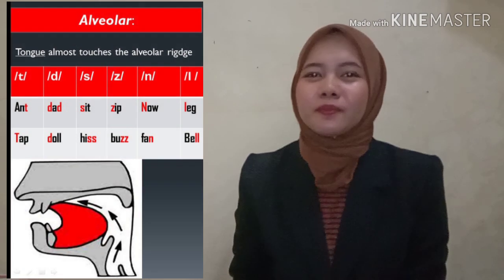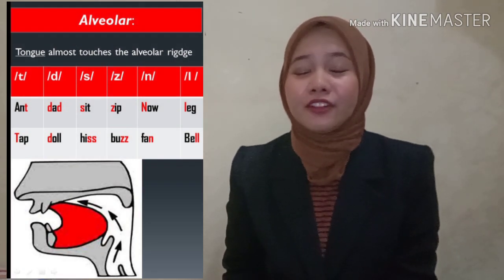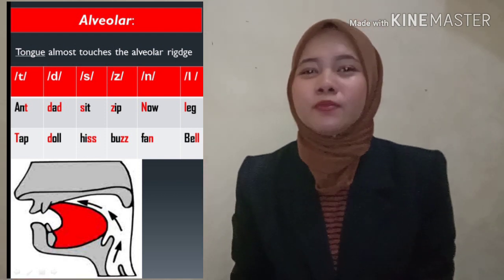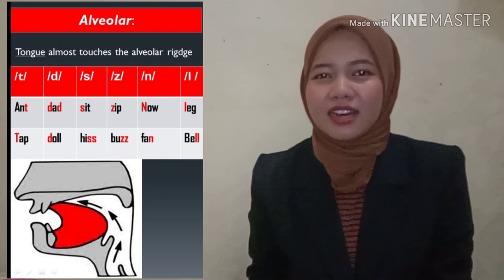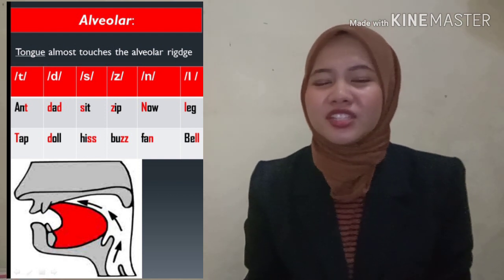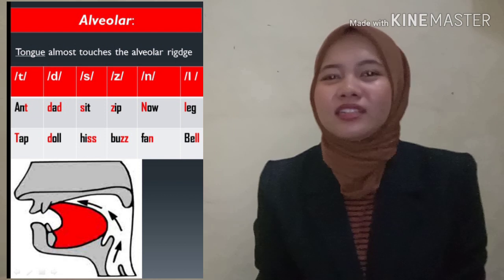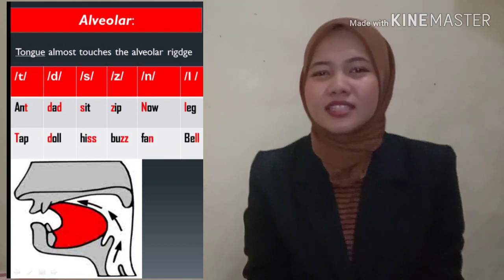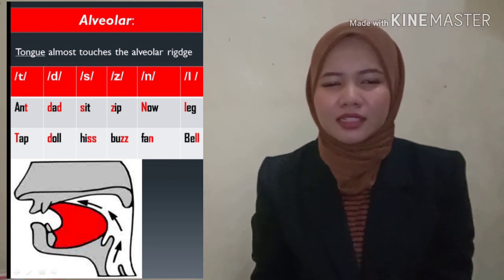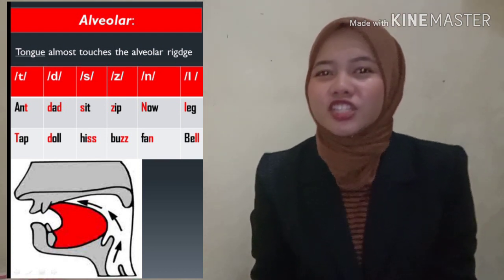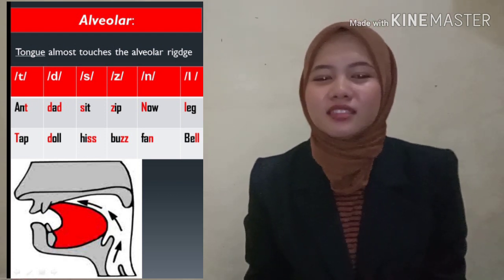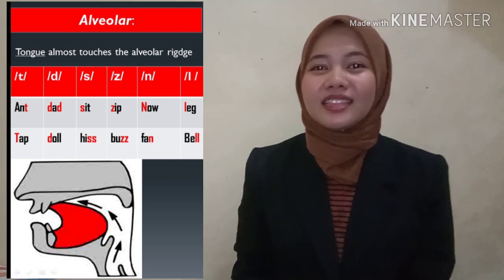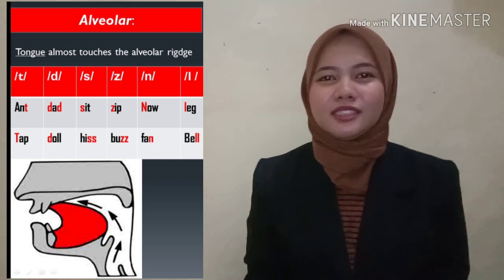Next is slide number 4. For the fourth place of articulation, that is alveolar. You can look at the picture. Alveolar is a movement where the tongue almost touches the alveolar ridge, and this place produces the sounds t, d, s, z, n, and l.